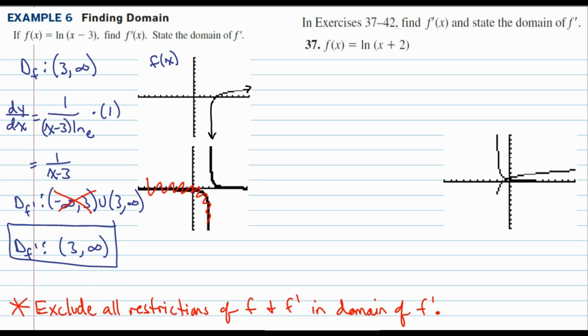Now try problem number 37, which also asks us to find f prime and state the domain of f prime. Well, let's see. The domain of f, in this case, is going to be, again, we can't take the log of negatives or 0, so that's going to be anything greater than negative 2. So the derivative is 1 over x plus 2. So it looks like f prime's domain is all real numbers except for negative 2, but we have to follow the restrictions from f. The domain of f prime is, again, negative 2 to infinity.